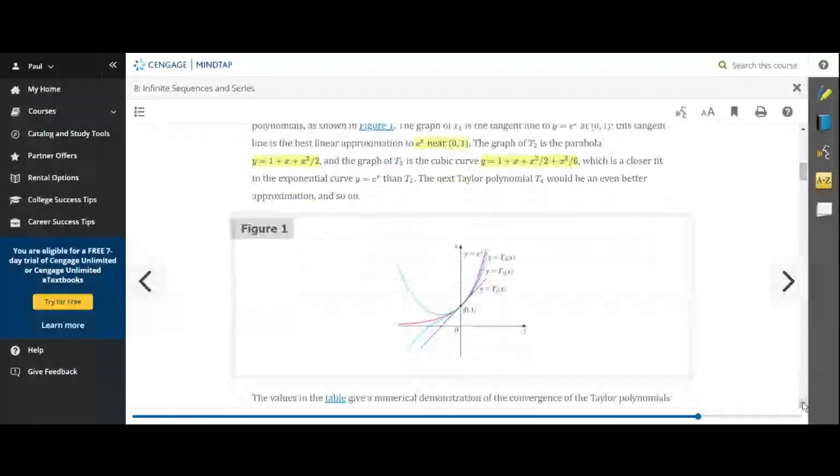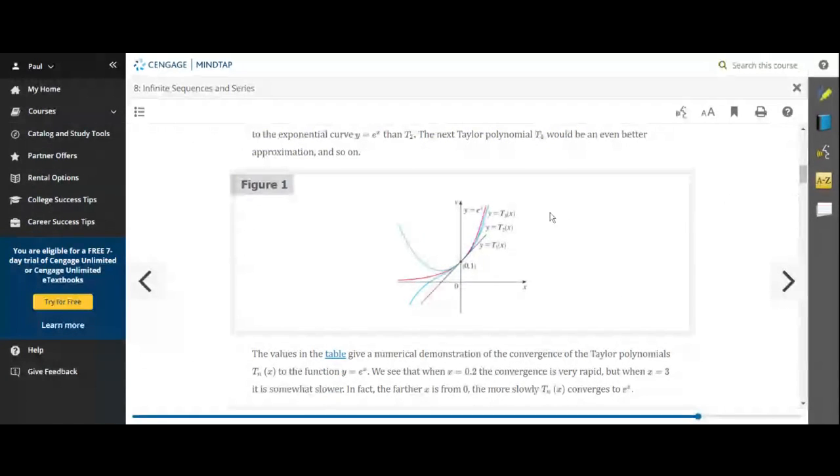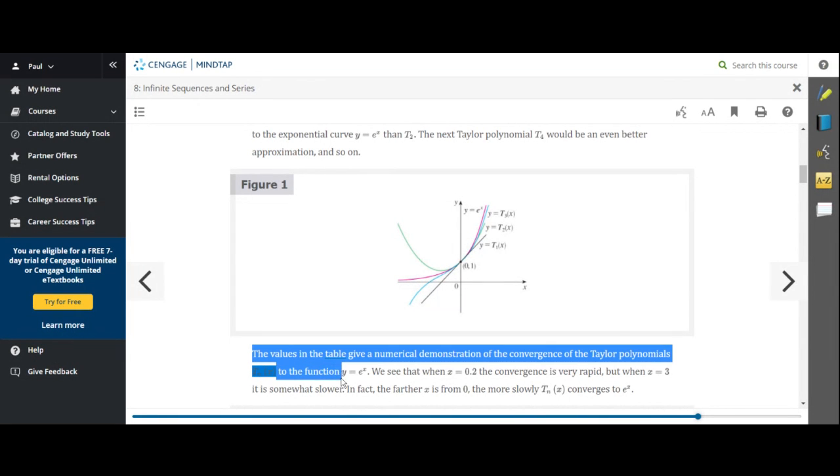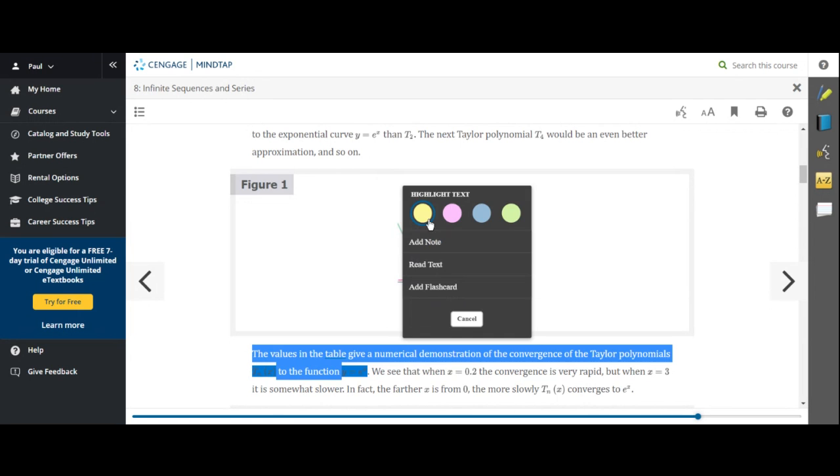In figure 1, they draw a picture of the exponential function e to the x, that's in red. And then they draw the first Maclaurin polynomials, T1, T2, and T3. They're Taylor polynomials about a equals 0. They abbreviate it T because it's a Taylor polynomial, but you're doing it about a equals 0, so they're really Maclaurin polynomials.